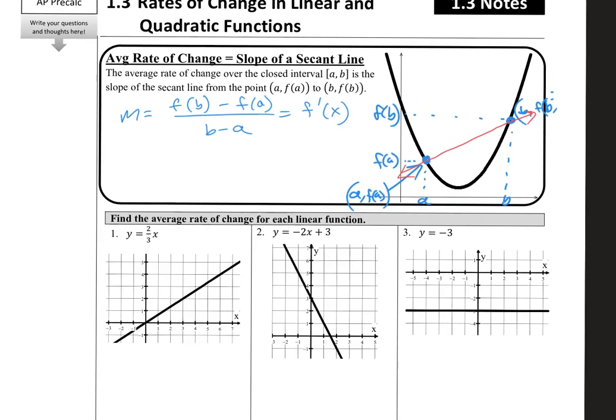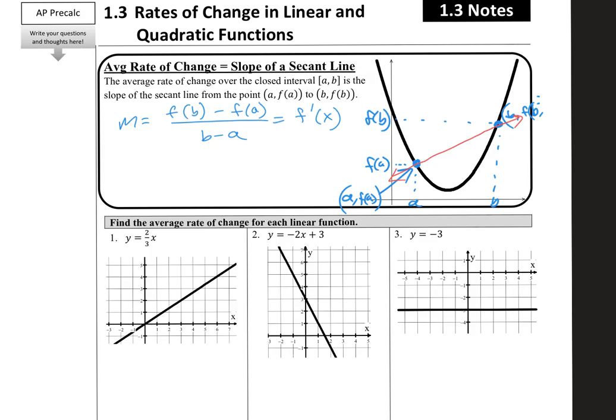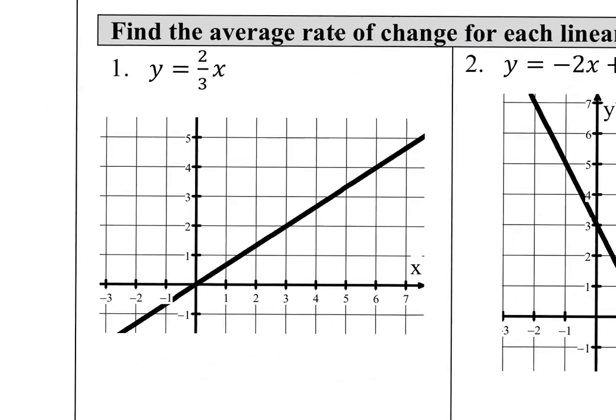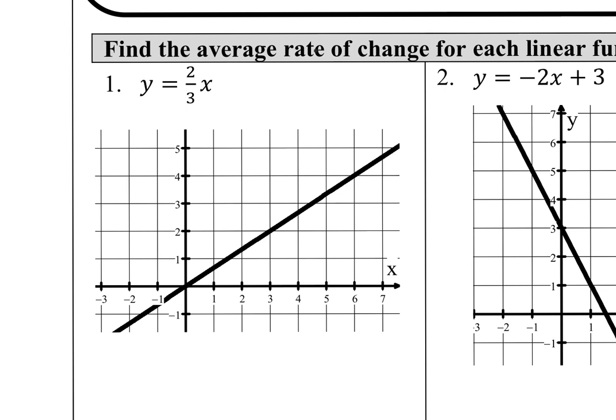Okay, so let's take a look at some sample problems here. It says, find the average rate of change of each linear function. Okay, this is going to be way too easy for you. Way too easy. Check it out. Rise over run is our average rate of change. Look at this. My rise is 2. My run is 3. So rise over run, that's how we talk about slope. It's simply going up 2 over 3. That's 2 over 3. What do you know? That happens to be the exact slope of the line.